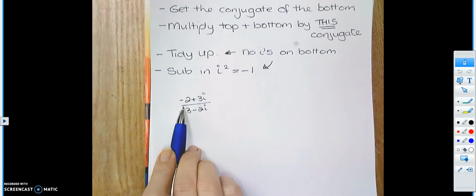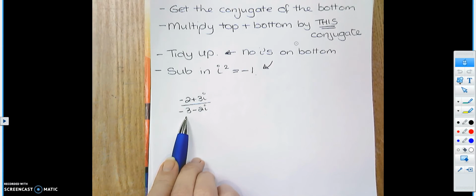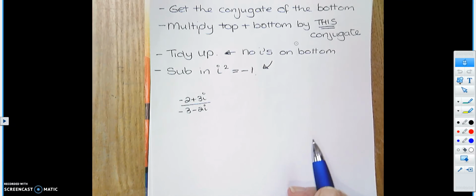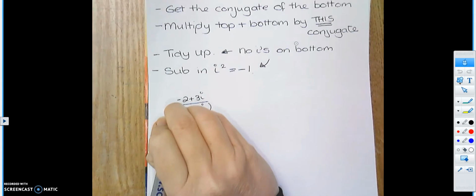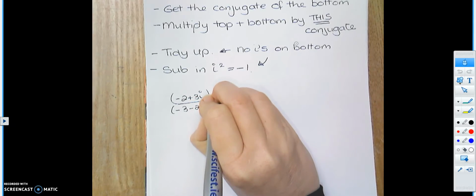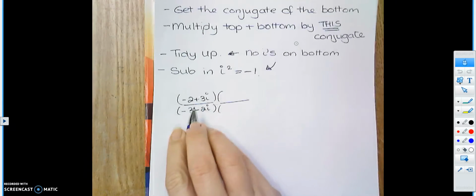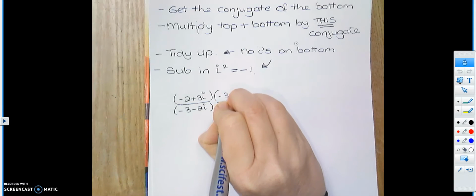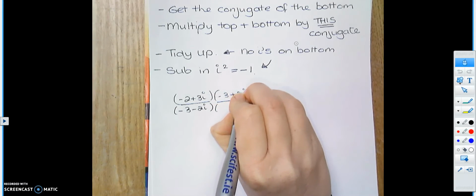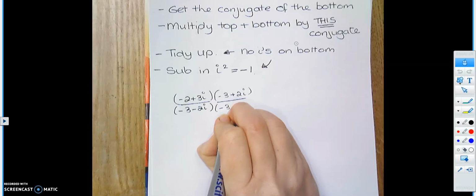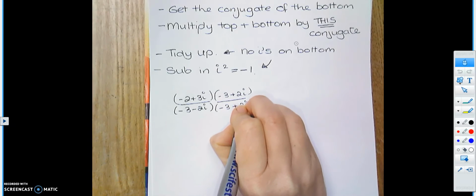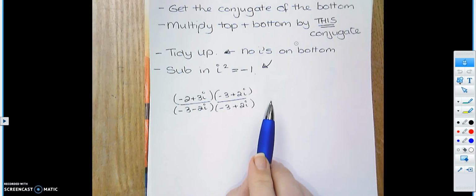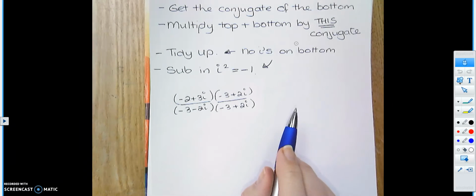So if we look at this example, I have -2 plus 3i over -3 minus 2i. It's one over the other, so I know that's division. My method is I have to get the conjugate of the bottom and multiply, so I put everything into brackets. The bottom is -3 minus 2i, so its conjugate is -3 plus 2i. So I multiply top and bottom by their conjugate. I am allowed to do that because if I multiply by the same thing on top and bottom, I haven't changed the sum at all. It's like multiplying by 1.